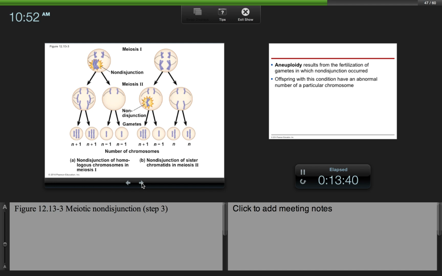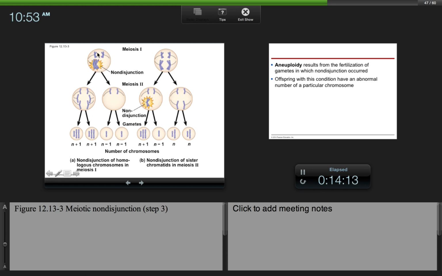Non-disjunction can occur in two places. It can occur during meiosis 1, like here, or meiosis 2, here. So if it occurs during meiosis 1, then notice what happens here. We already have a cell with too many chromosomes and a cell with not enough chromosomes. As a result, after meiosis 2, we end up with 3 in one of the gametes, 3 in another gamete, and then 1 and 1. So we should have 2 in each one of these.